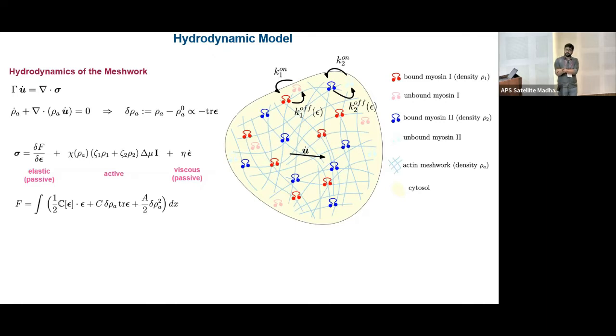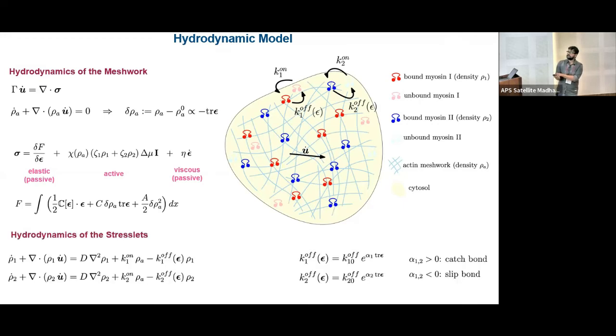The stress field you are seeing here is an active gel model. It has primarily two parts, passive and active. The passive part has elastic and viscous contributions, and the elastic part comes from a free energy density, which is a quadratic energy density. It means that the elasticity is linear elasticity. The active part depends on the density of the individual myosin species. For simplicity we are taking it as a linear function, and it can also implicitly depend on the meshwork density rho a, through this function chi. And of course there is a viscous part which is passive. This completes the dynamics of the meshwork.